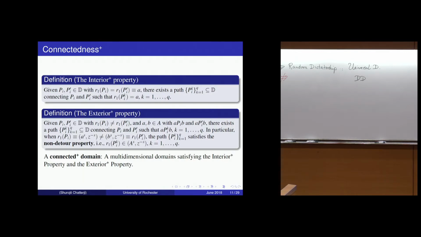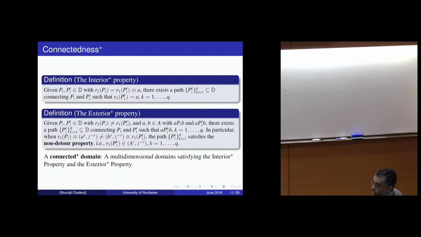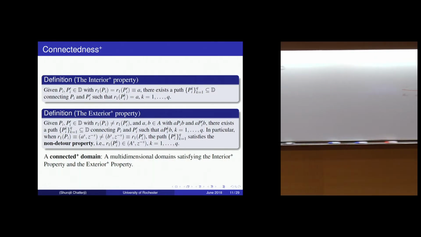The connected plus requirement has two kinds of restrictions. The first restriction is called the interior plus property. What this means is, supposing I take two preferences which have the same peak, I should be able to find a path, an adjacency plus path, which starts at the first preference, ends up at the last one, such that all along the path, all the preferences have the same common peak. So you remain in that subdomain.